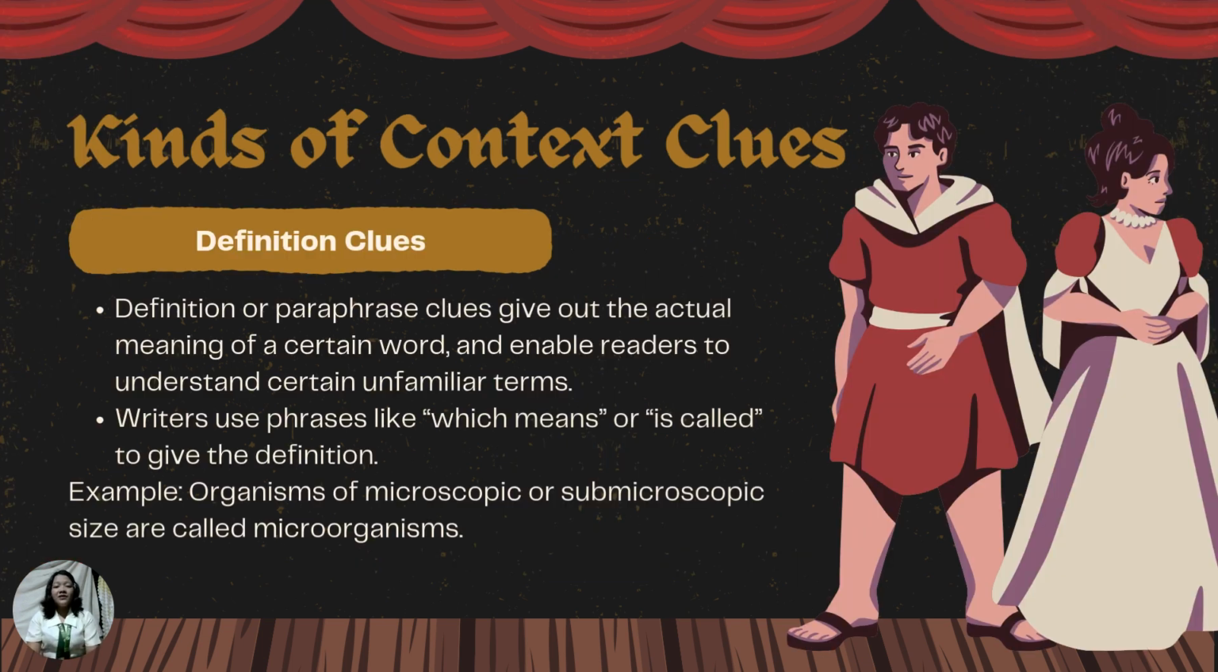Now let's talk about the kinds of context clues. First, we have definition clues. These are the easiest type of context clues because the meaning of the word is already given right in the sentence. For example, organisms of microscopic or submicroscopic size are called microorganisms. So, the sentence itself defines what microorganisms are. We don't need to guess. The definition is already here.